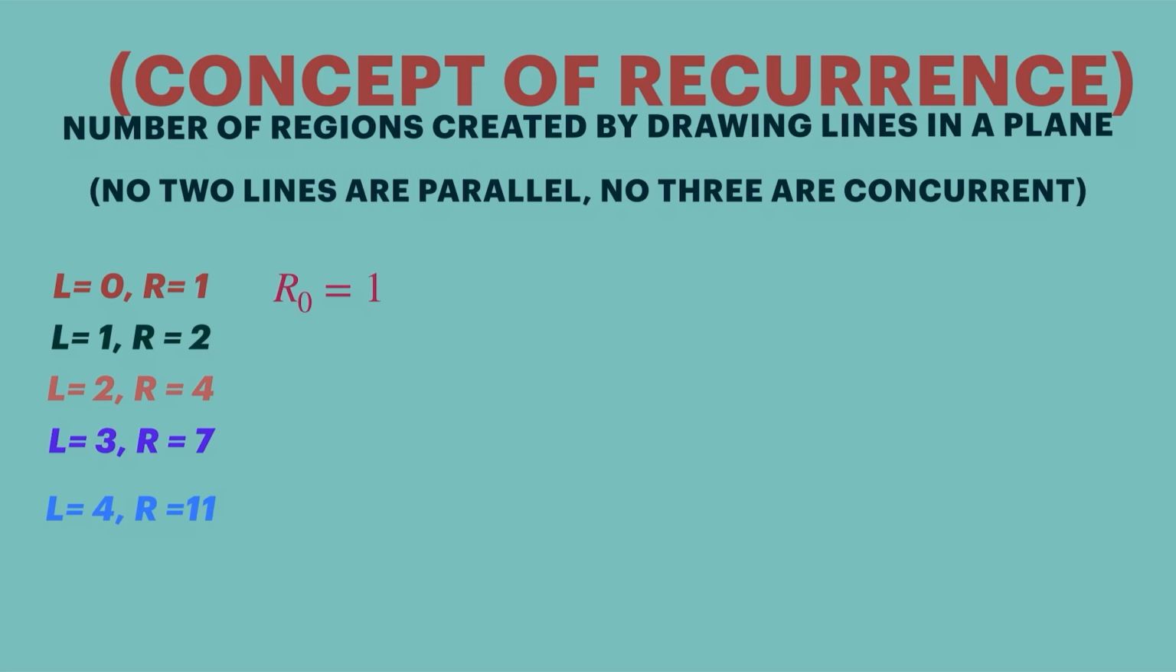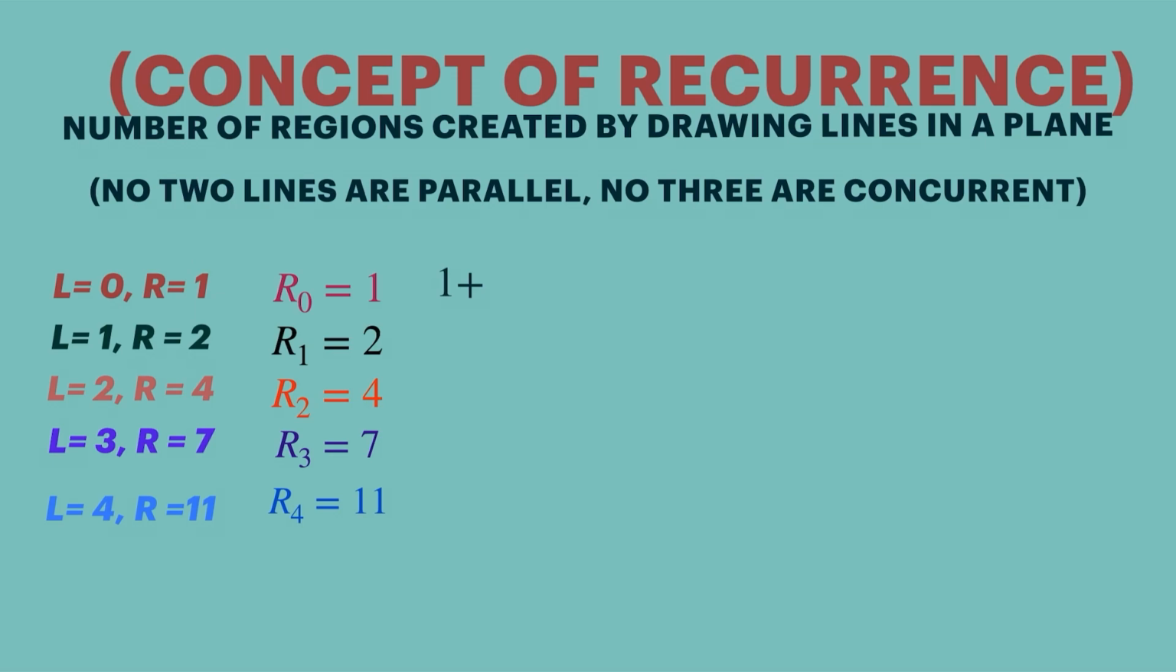Now for L equal to 0 and R equal to 1, we write R0 equal to 1. R0 means when L equal to 0, the number of regions. Similarly, R1 means when the number of lines is 1, the number of regions, that is R1 equal to 2. So similarly, R2 equal to 4, R3 equal to 7 and R4 equal to 11.